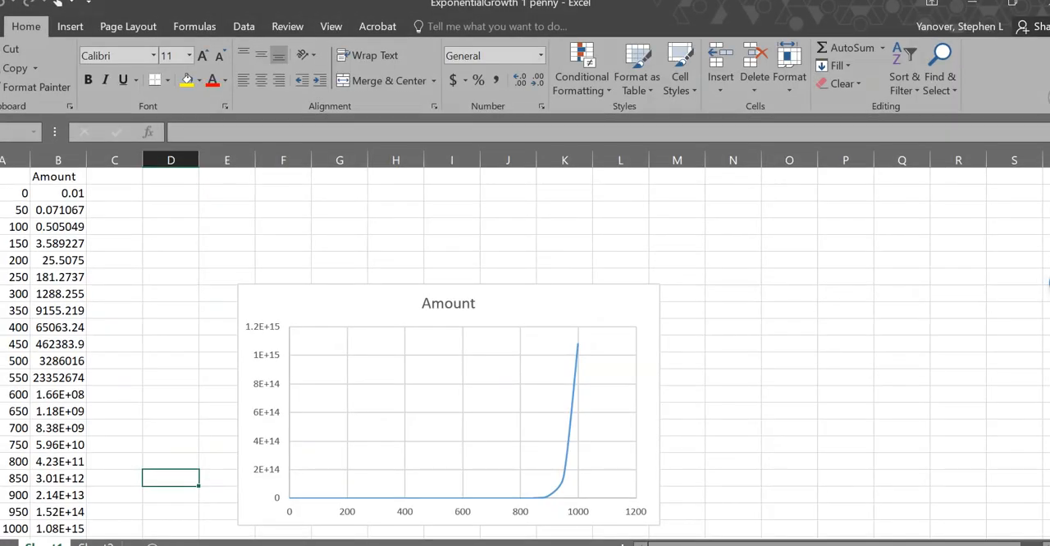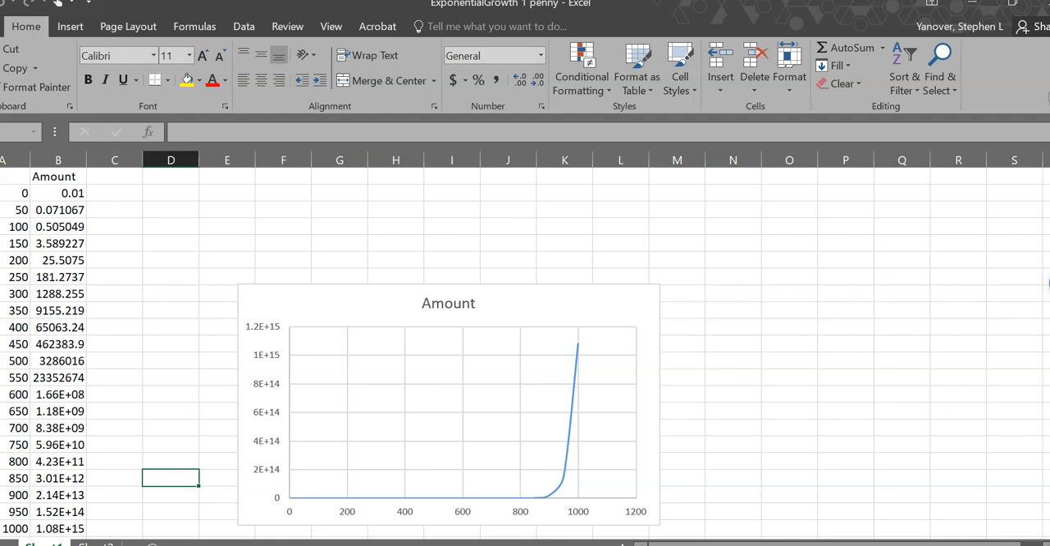So here's year 0, you have 1 penny. In 50 years, you have 7 cents. In 100 years, you have 51 cents. In 200 years, you got 25 bucks. 250 years, you got $181. In 500 years, you actually have some real money now. You've got $3,286,000. Here's the graph, right?